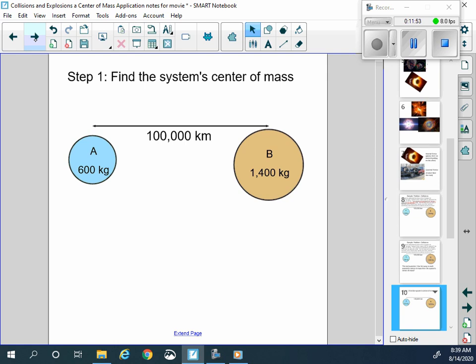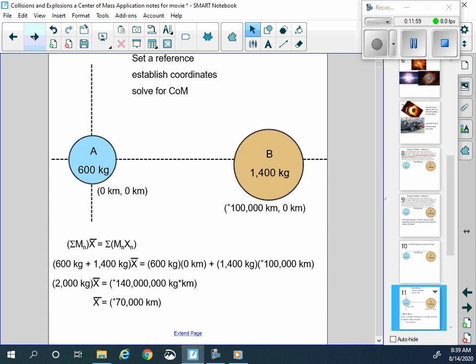So I'm going to need an origin. And so I'm going to pick a simple reference. And I'm picking point A. It could be object B. You could pick somewhere else. But I like one of the objects to be the reference. And I'm going to call that 0, 0. B being 100,000 kilometers away, I'm going to say is 100,000 kilometers, comma 0.